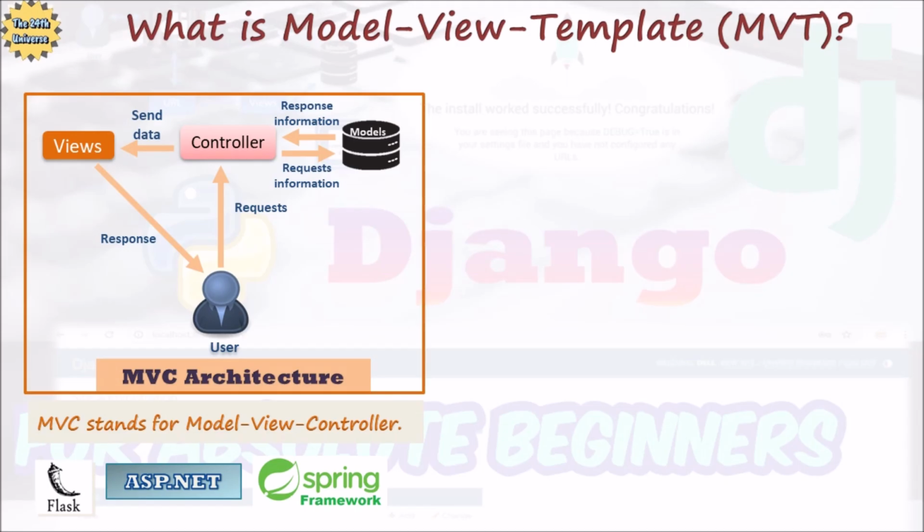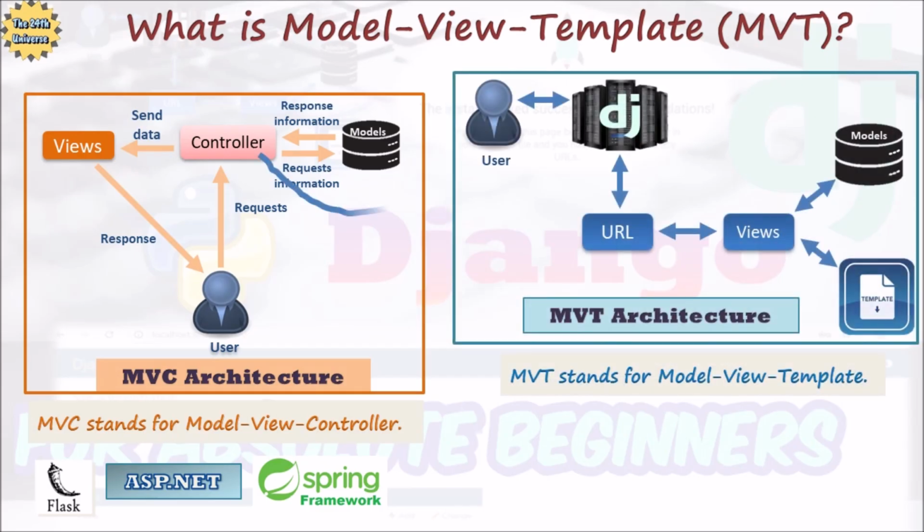Here's how it works. In MVC, the controller handles the user request, decides what data to fetch from the database and sends it to the user via the view. But how is MVT different? In Django's MVT, the controller's role is automated.